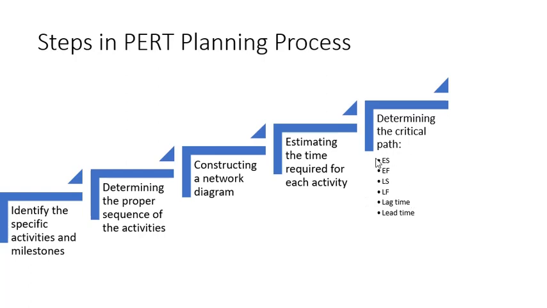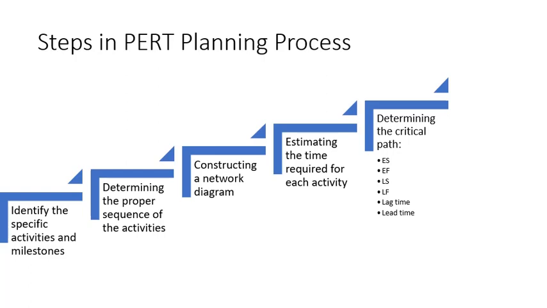I'll repeat it again for you. ES, that is earliest start time, basically the earliest possible point when we can start an activity. Earliest finish is the earliest possible time when we can complete the activity. Okay. Latest start is the last possible time when we can start an activity, and latest finish is the last possible time to complete the activity, is referred to as latest finish.